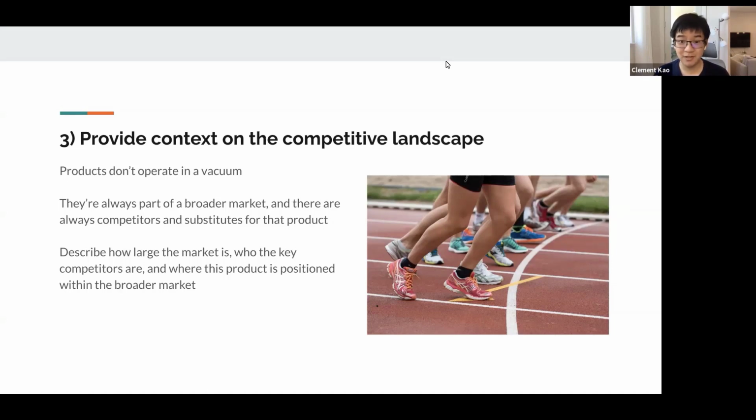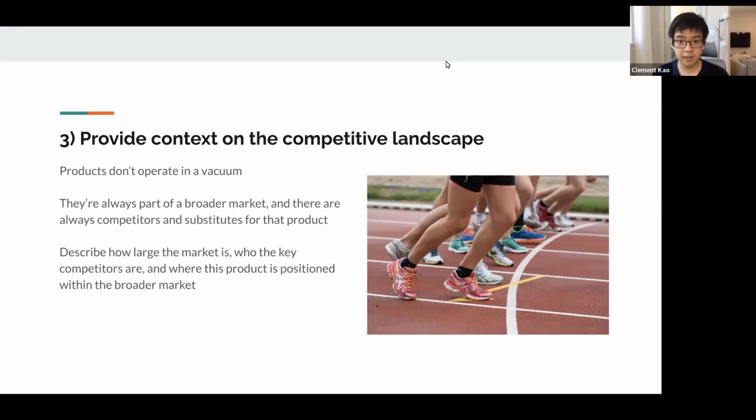As you talk about the competitive landscape, describe how large that market is. In fact, if you happen to have statistics on how large that market is, whether it's in terms of number of users or annual revenue, that further demonstrates that you really understand the product. You also want to talk about who the key competitors are and how this product is positioned in the market and how its competitors are positioning themselves in the market.